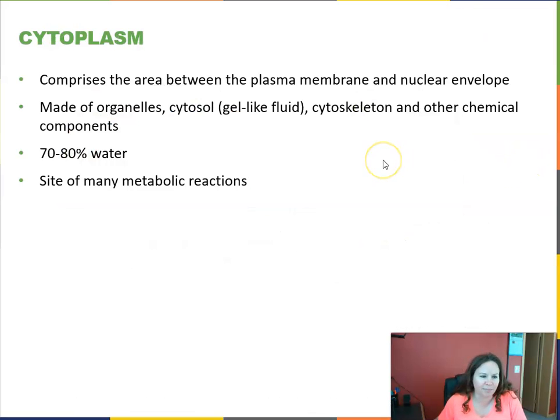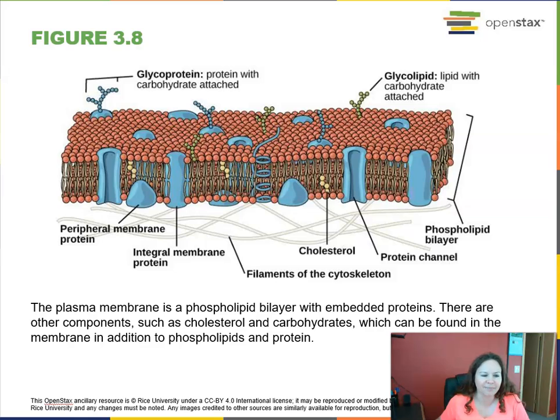The cytoplasm of a eukaryotic cell comprises the area between the membrane and the nucleus. And in there you're going to find the cytosol, which is the gel-like fluid. You'll find organelles if you're a eukaryotic cell, and then other structural things like the cytoskeleton made out of protein fibers, and chemical components like solutes and ions. It's made out of a lot of water, 70 to 80% water, and is the site of many, many metabolic reactions that happen within our cells.